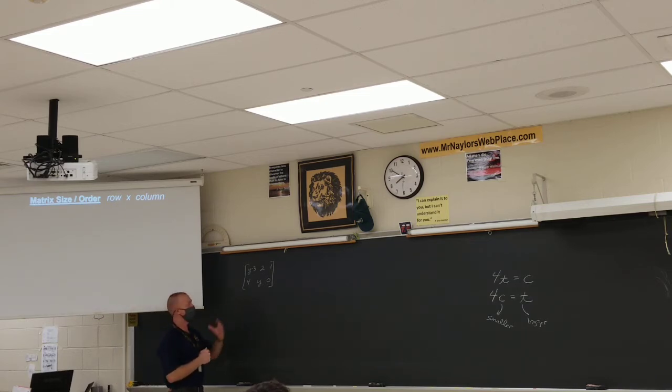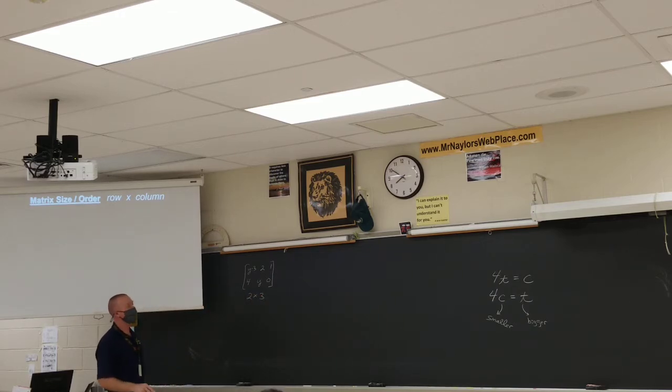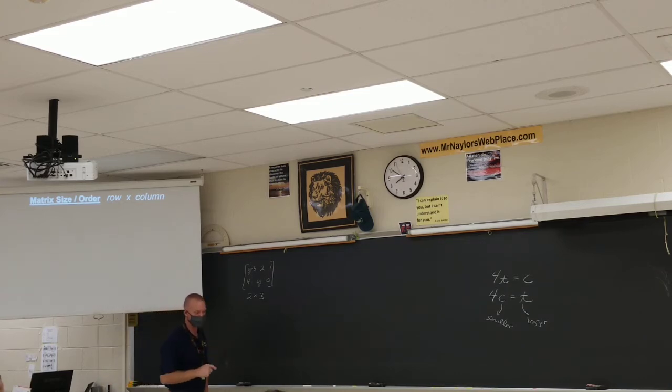How many rows are in this matrix? Make sure your eyes are looking at the rows. 1 row, 2 rows. How many columns? 1, 2, 3. Again, kind of basic, but if you switch those numbers around, then you would have a different ordered matrix. So how many rows? 2. How many columns? 3. We call this a 2 by 3. Make sure you're thinking of it in that order so that the size comes out 2 by 3.